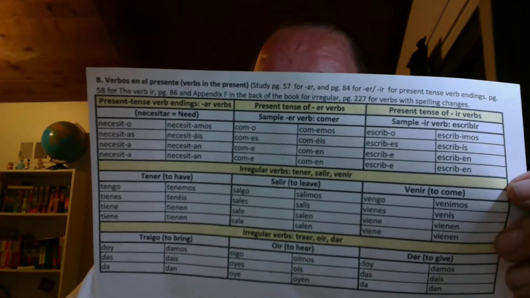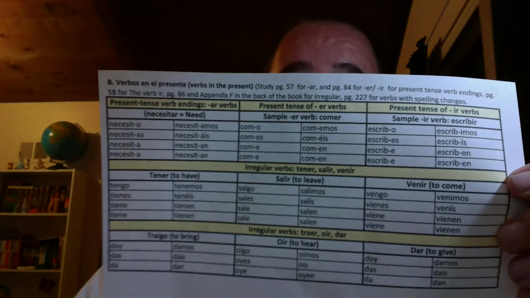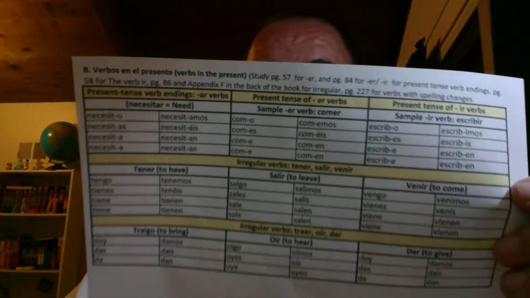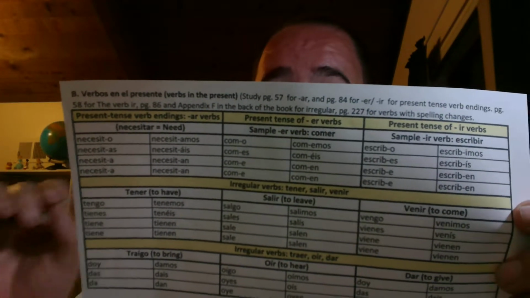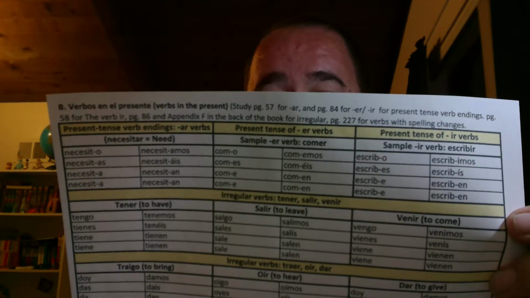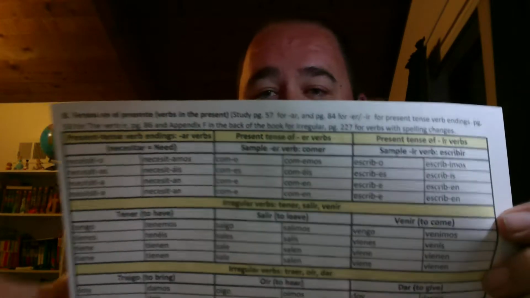So I did want to discuss irregular verbs. I think I did a video on this a while back. The problem with an irregular verb is it doesn't follow the rules. Therefore, it's just one of those things you have to study. I did find in the back of the book, it's Appendix F, it actually has a bunch of irregular verbs back there.